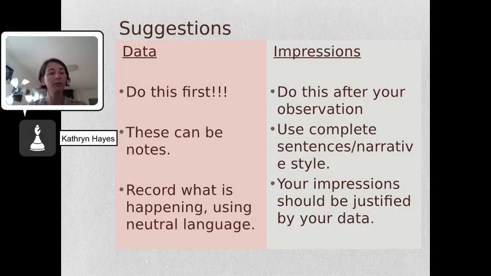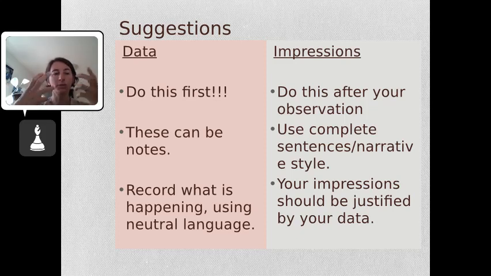Okay, so first of all, if you were to divide your note-taking about this little video, you would definitely want to write down your actual data, what we call thick description of what's going on, on the left-hand side, and you would want to do it first. You want to simply record what is happening using neutral language. Your impressions can be recorded after your observation. In this case, what I'd recommend is using complete sentences or a narrative style. Your impressions may be opinions, but they should always be based on and justified by the data. And I'm going to show you an example in the next slide.